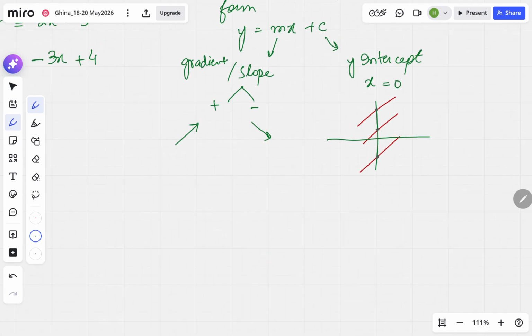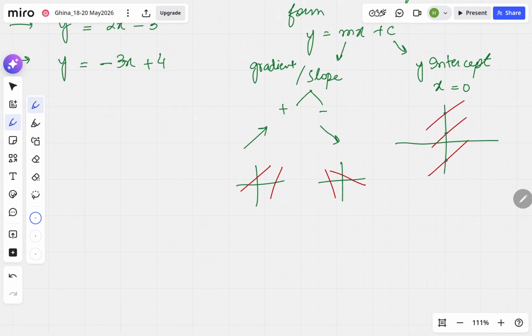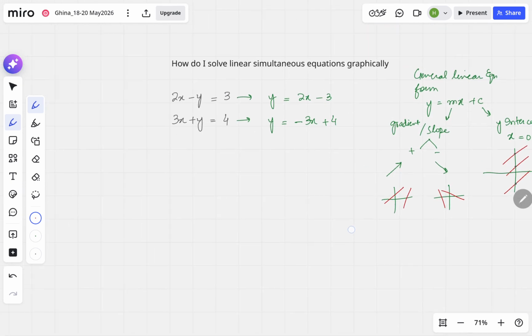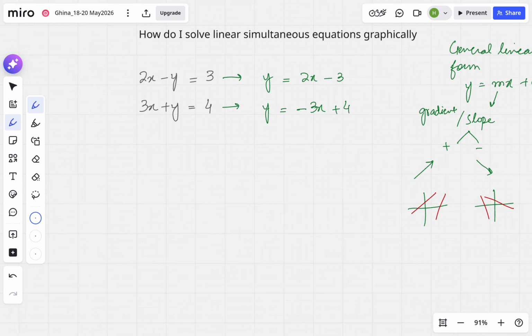So on the graph, for the increasing case, the line will be something like this or this with higher steepness. And if I have another Cartesian coordinate, the graph for a negative slope will be like this. Okay, so let's solve these two equations.